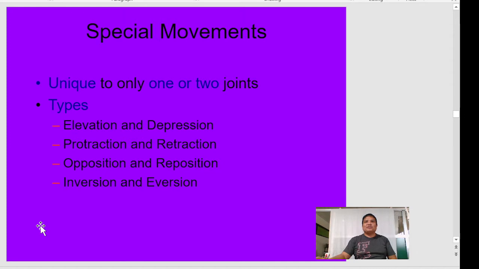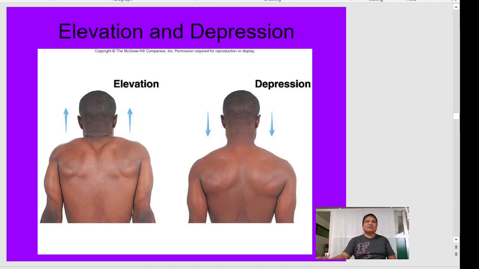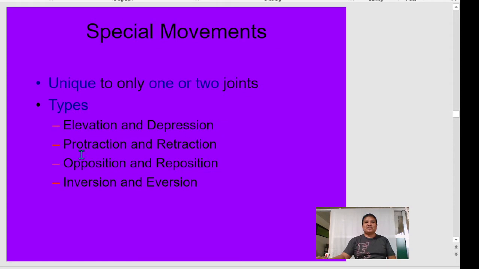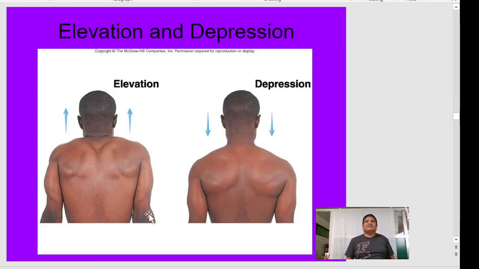So there are special movements, okay, we considered as unique because it occurs only in one or two joint types. So basically, these are the special movements that we can see: elevation, depression, protraction, retraction, inversion, and eversion. So we have here elevation of the shoulder, when you shrug, that is elevation. If you're going to put it down, that is depression.